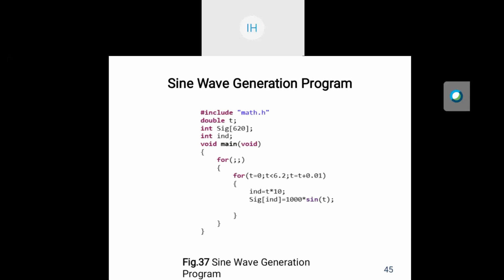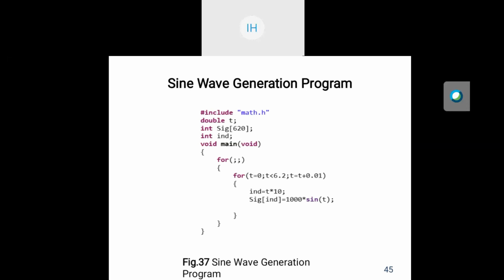And this t less than 6.2, what does it mean? Ma'am, within this for loop, t less than 6.2 means the maximum value of t, this value starts from 0 to 6.2, and the increase will be 0.01 in each step. Okay, so for the sine wave the maximum value will be 6.2. Yes, ma'am.